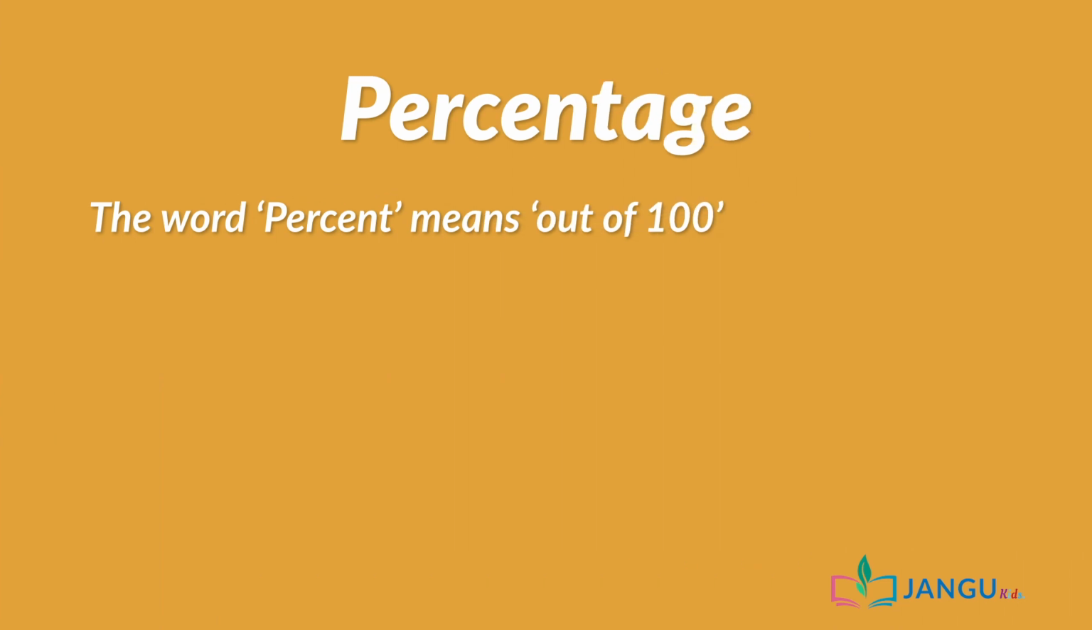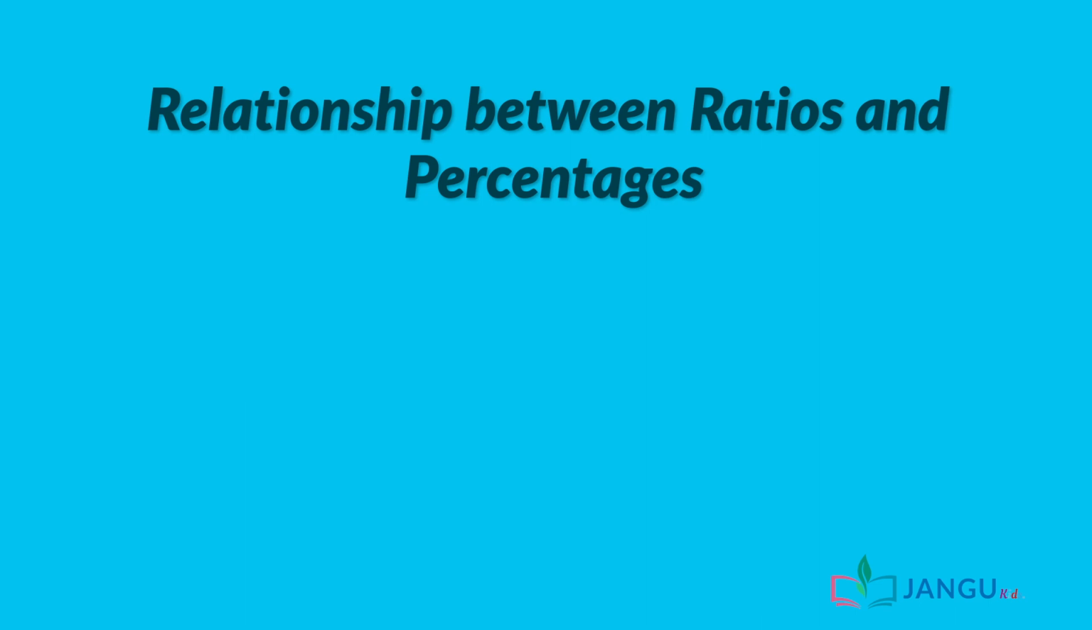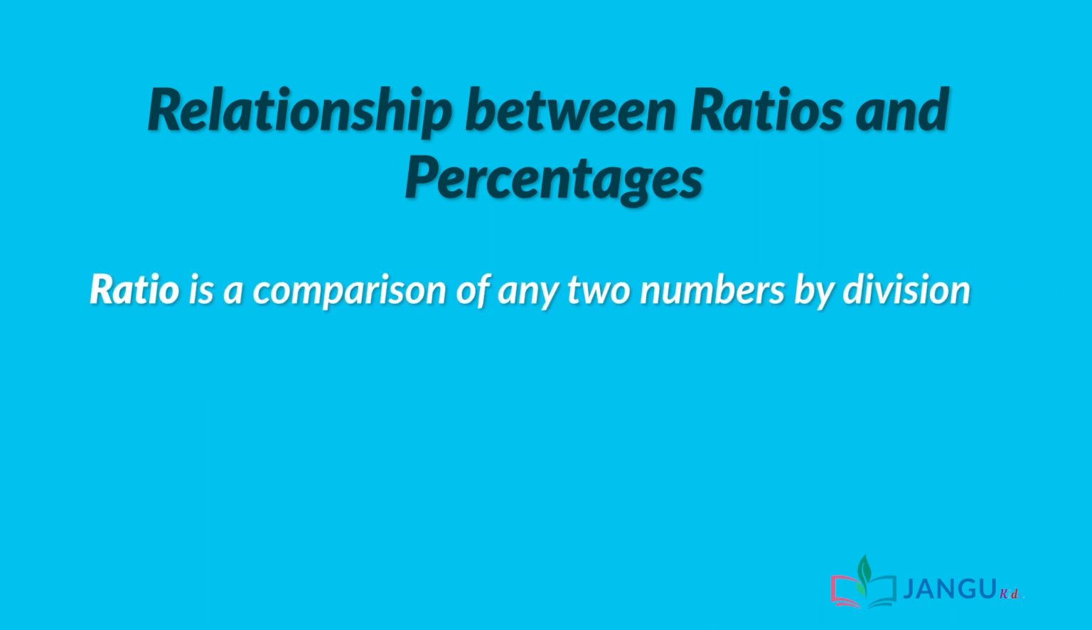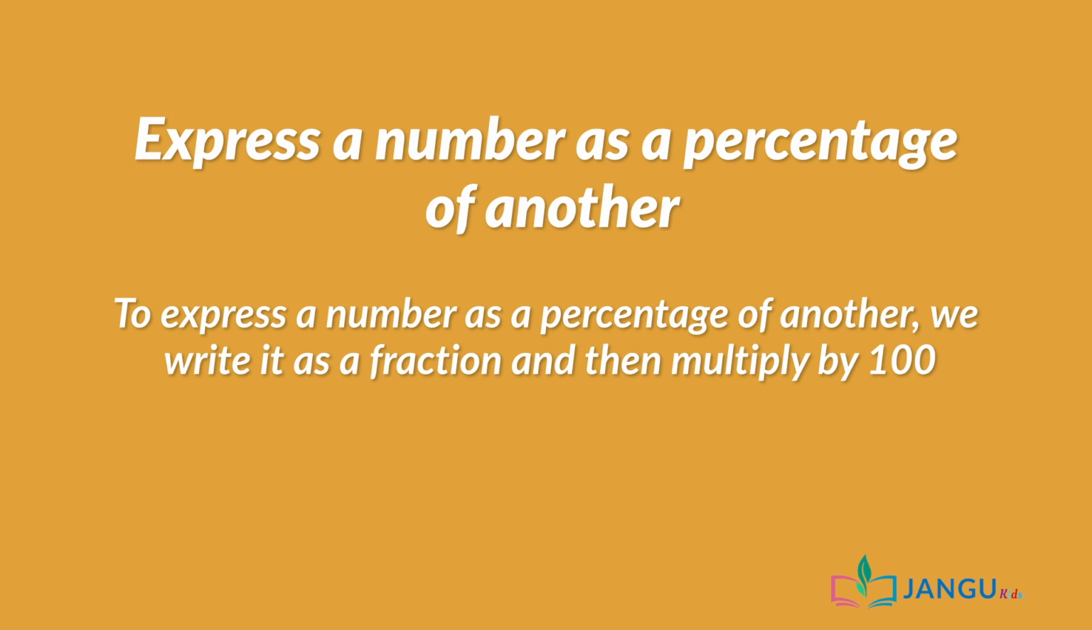The word percent means out of 100. It is a fraction with 100 as the denominator. This is the symbol for percentage. Both ratios and percentages are comparisons of numbers. While ratio is a comparison of any two numbers by division, a percent compares any number to 100, with 100 representing one whole. To express a number as a percentage of another, we write it as a fraction and then multiply by 100. Let's see what this means with these examples.